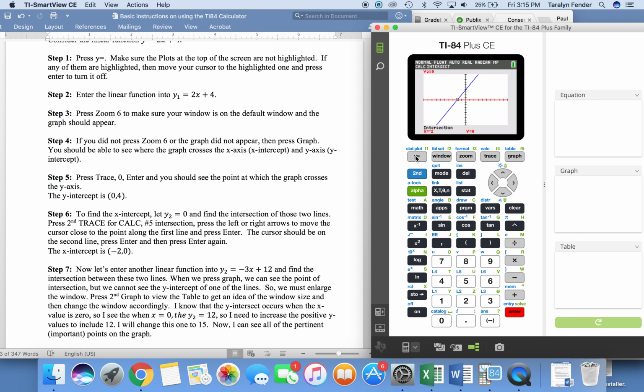Now let's consider adding another function. So let's go back to Y=, and we'll find the intersection of two linear functions. In this case, we're going to clear Y2 of that 0 and plug in -3x plus 12. We use this negative at the bottom here, not the minus sign.